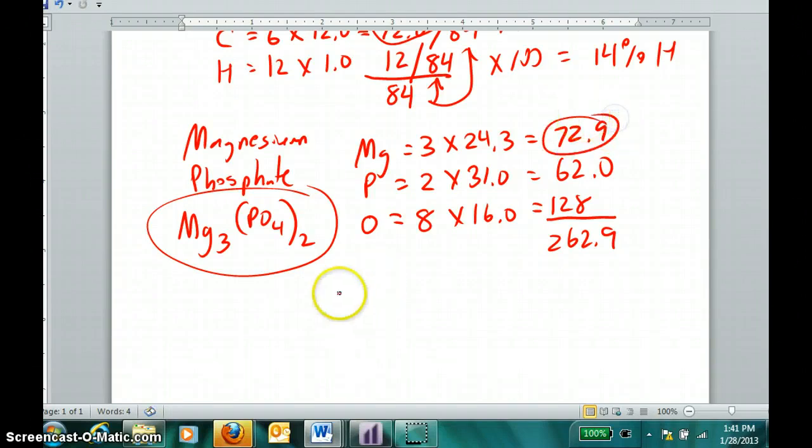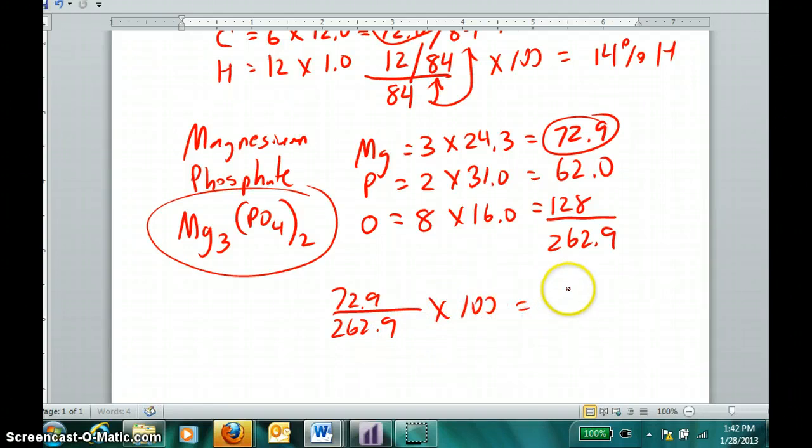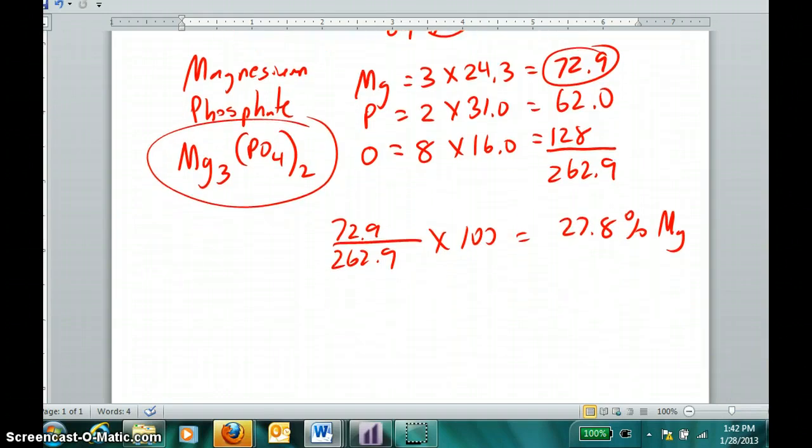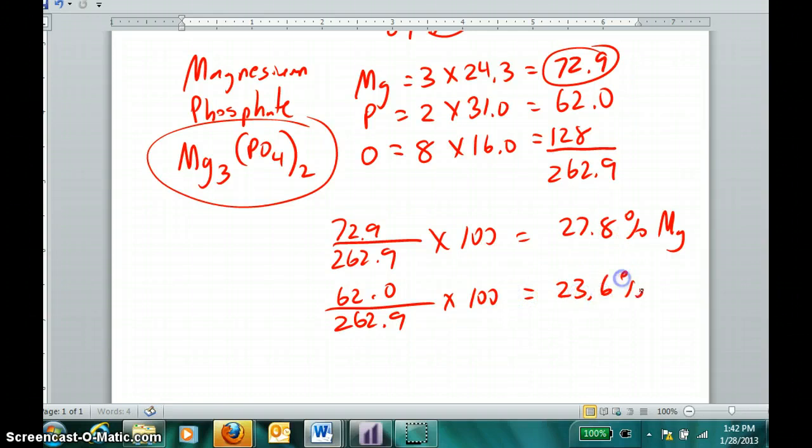Now, of course, to go ahead and then calculate the percents by mass, the part that is magnesium is 72.9 mass units, and the whole, 262.9 mass units, times 100 means that we actually have 27.8% by mass magnesium. And then further still, if 62 of the parts out of the whole 262.9 are phosphorus, it means phosphorus accounts for 23.6% of the mass of magnesium phosphate.